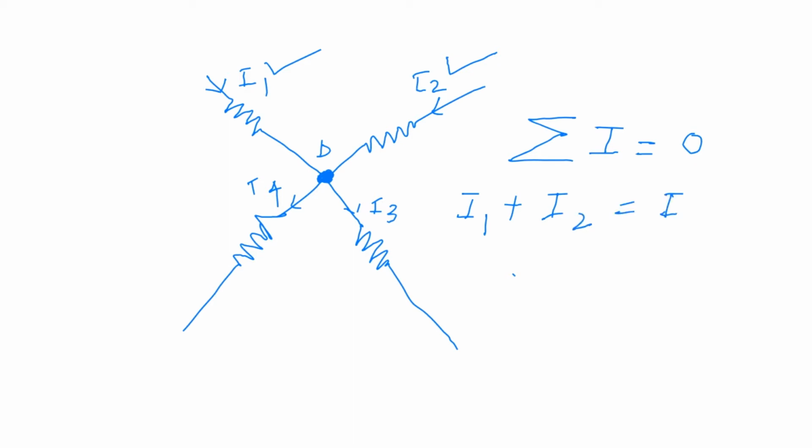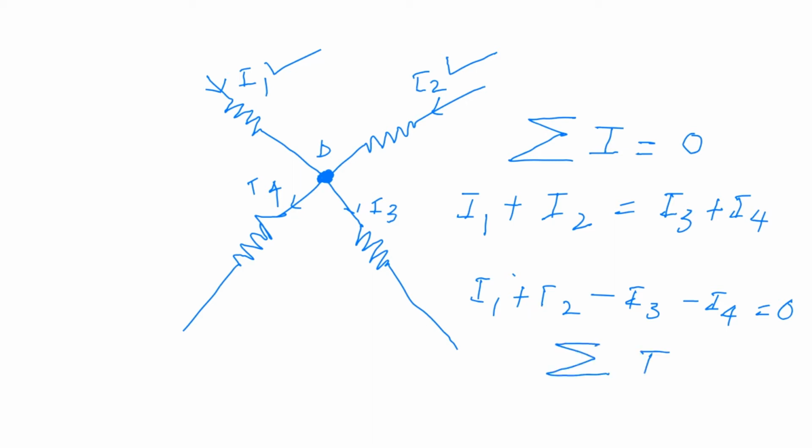I1 plus I2 is equal to I3 plus I4, and we can rearrange it. I1 plus I2 minus I3 minus I4 is equal to 0, and we can write it as sum of all the current equal to 0. This is called Kirchhoff's current law. So next is KVL.